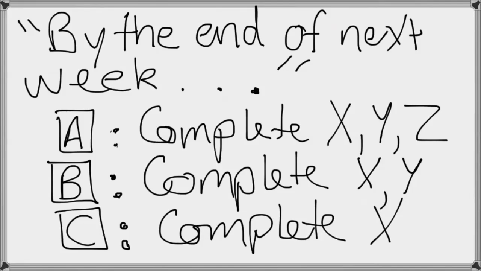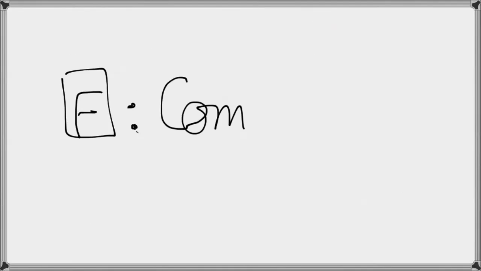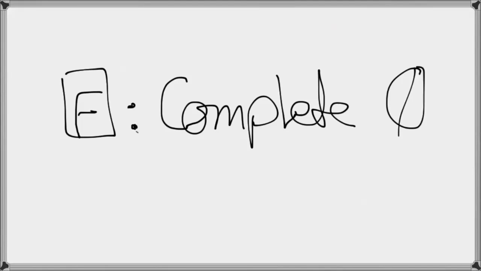You'll get a B if you complete X and Y, and you'll get a C if you complete only one of the assignments that were given out at the beginning of the week. You will not pass that particular week if you do absolutely nothing at all.